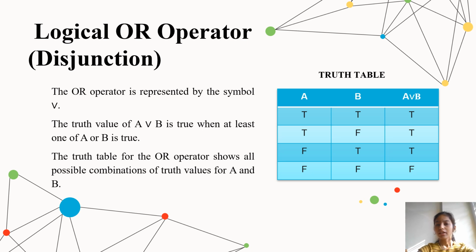In the truth table, if A is true and B is true, then A or B is true. If A is true and B is false, A or B is true. If A is false and B is true, A or B is true. If A is false and B is false, A or B is false.